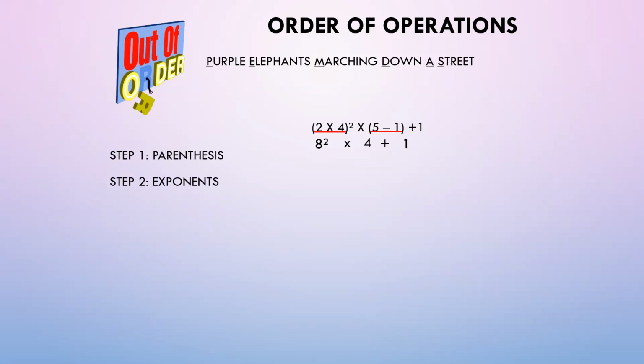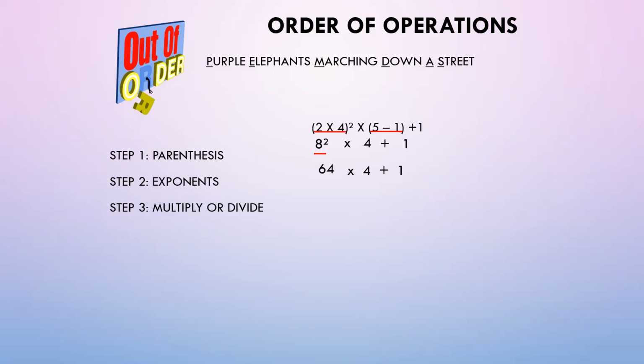The next step is exponents. I have an exponent right here. A lot of people will make the mistake and say 8 times 2 is 16. That is not the case. The exponent tells me how many 8s to multiply together. So 8 to the second power, or 8 squared, is 8 times 8, which is 64. And now I bring down everything I haven't used yet.